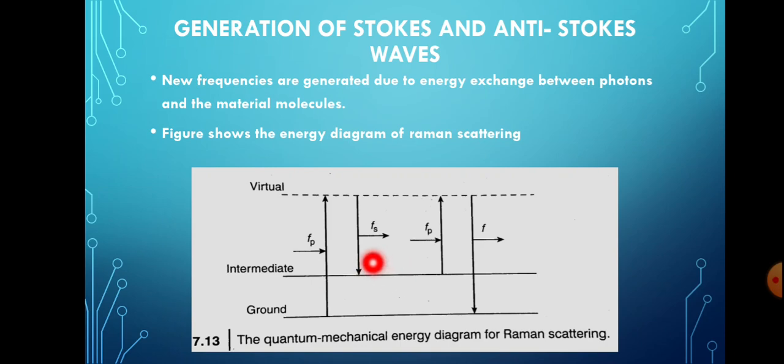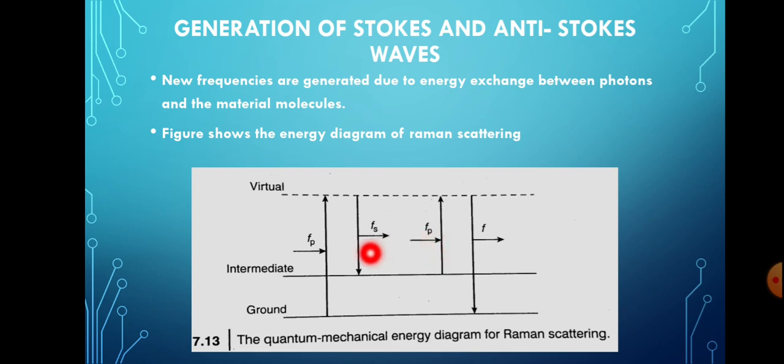You know that energy is equal to h into nu, that is Planck's constant into frequency. That means energy and frequency are directly proportional. So, here the energy difference is lower, so the emitted photon will have a lesser energy. That means it will have a smaller frequency compared to the incident frequency. So, this is the Stokes process.